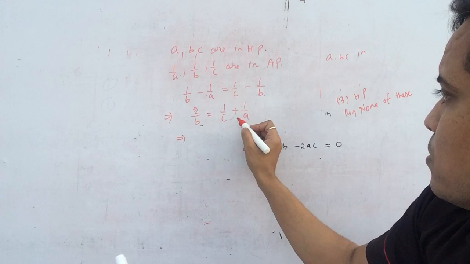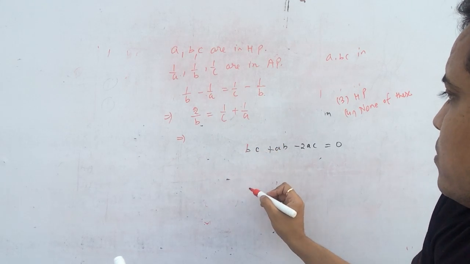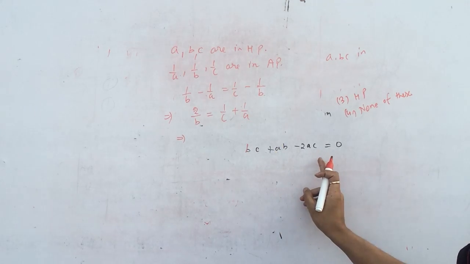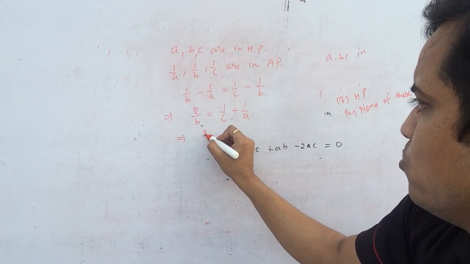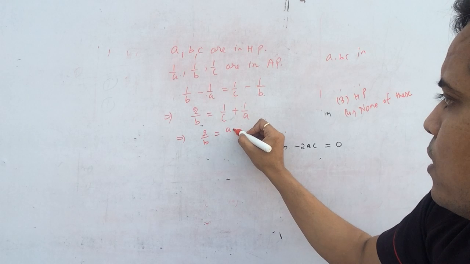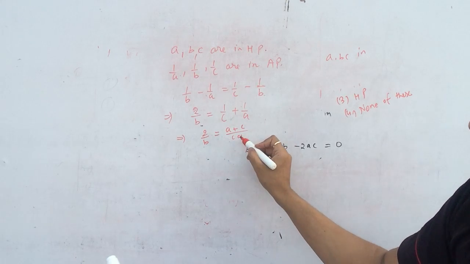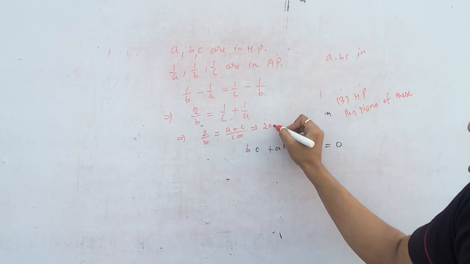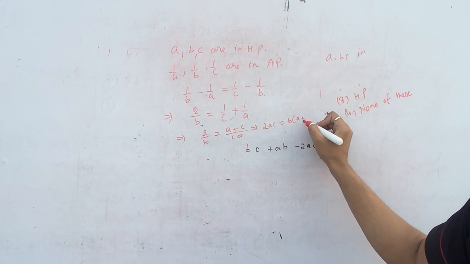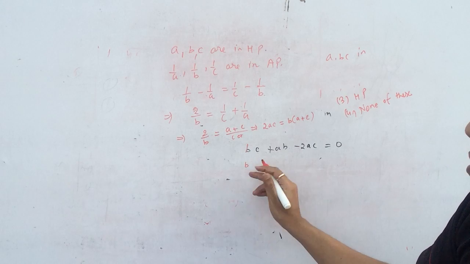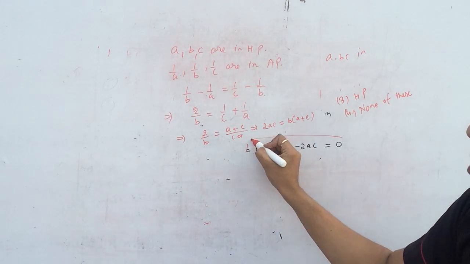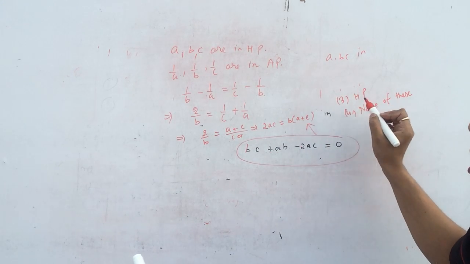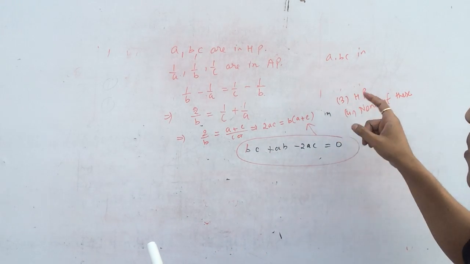So take common here. 2 by b equals a plus c upon ca, so we have 2ac equals b times a plus c. So we can say that this is in HP, in harmonic progression.